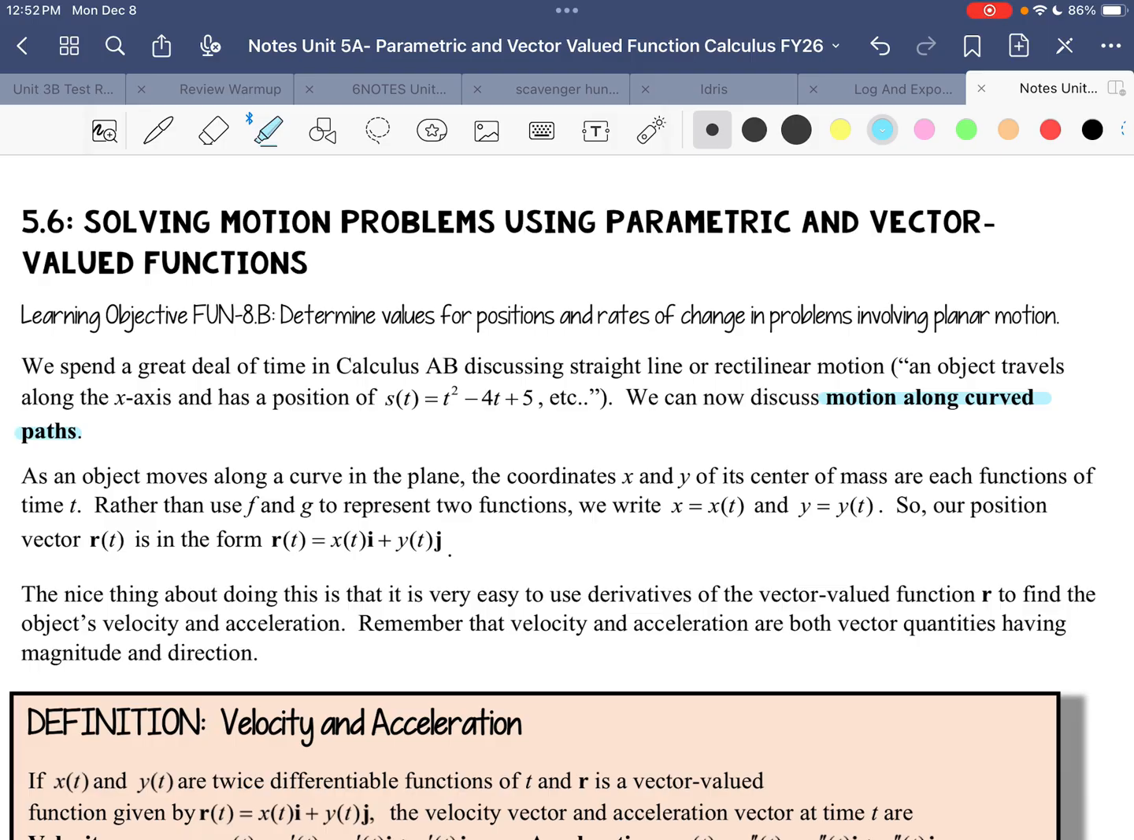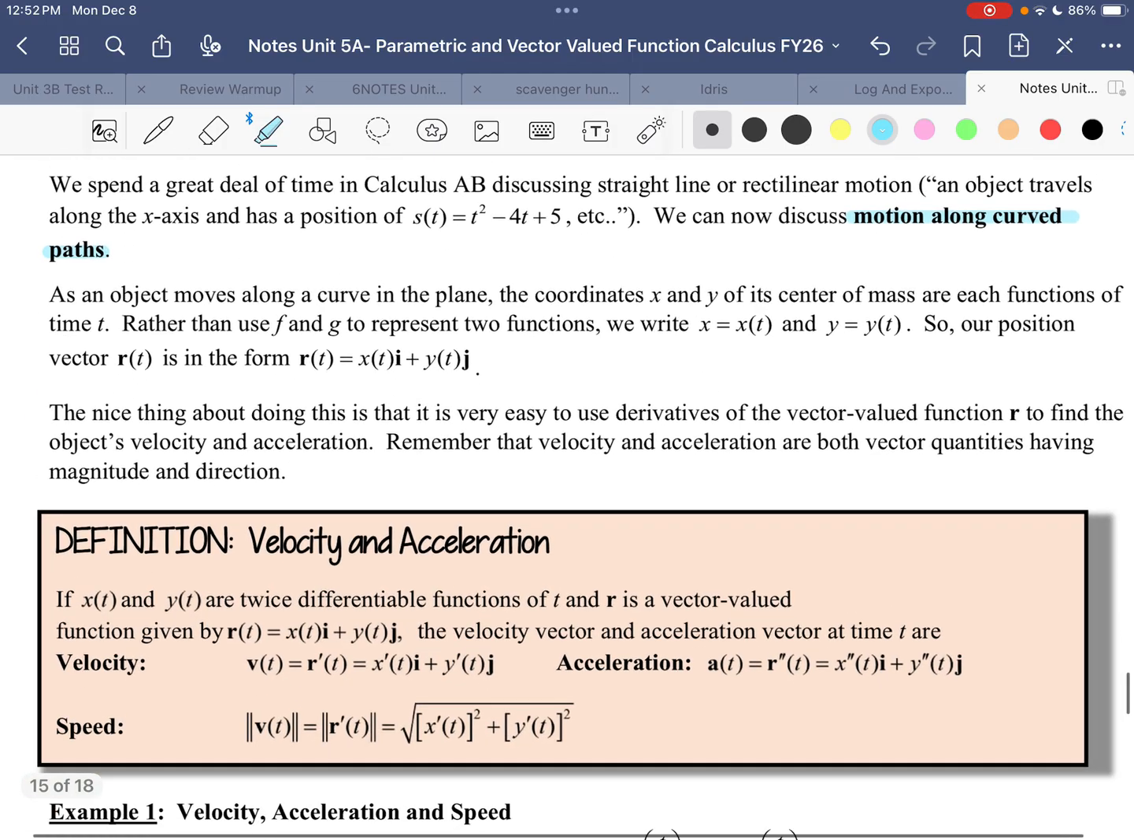So as an object moves along the curve of a plane, the coordinates of x and y of its center of mass are each functions of time. So rather than using f and g to represent two functions and write them as parametric equations, it's a lot easier to write them as vectors. It's just a little bit neater and faster.